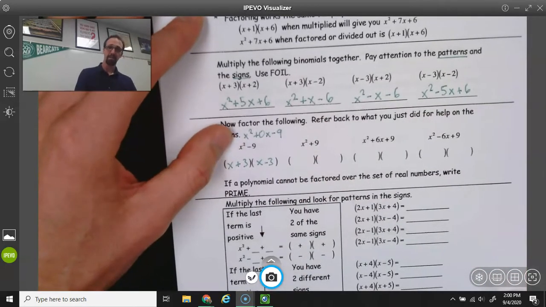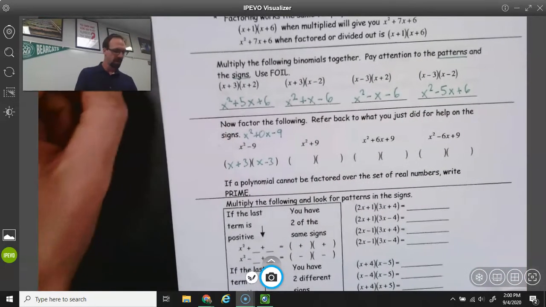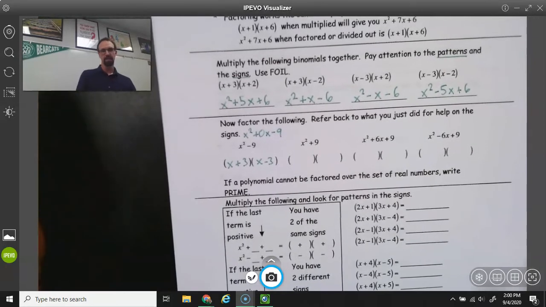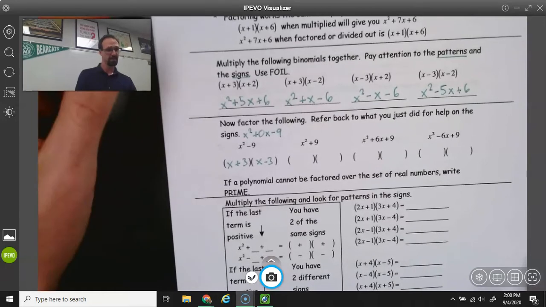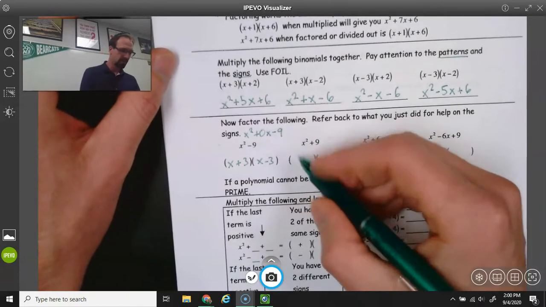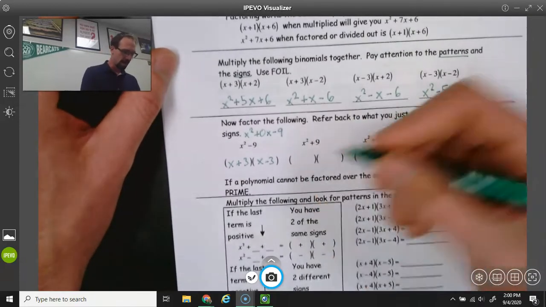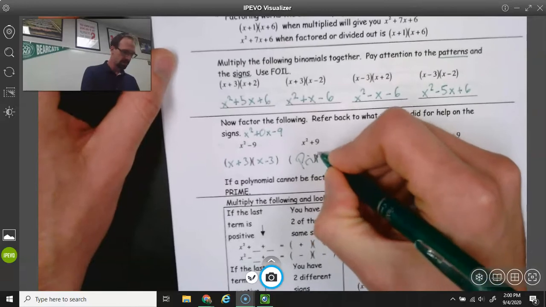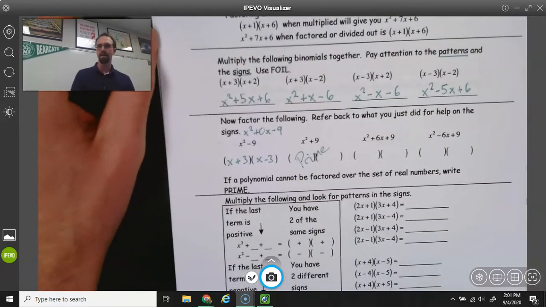So let's think about that one for this one. So move on, x squared plus 9. Wait a second. That's not a difference of squares. You haven't learned that, and you didn't learn that in Algebra 2 until we got to the imaginary numbers. This is actually a non-real answer. So it says write prime. So I'm just going to write prime there to show, hey, that's prime.